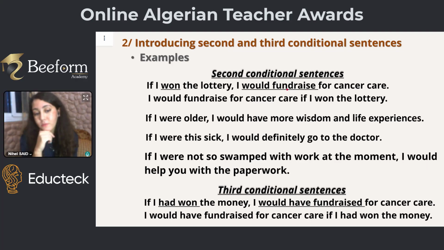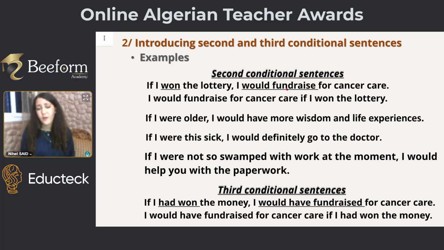Now, if I were older, I cannot be older, right? If I were younger, I cannot be younger now. If I were taller, I cannot be taller. So there's no way I can change my present situation. So here I'm imagining something that is just impossible in the present. Okay, so this is another use of the second conditional.